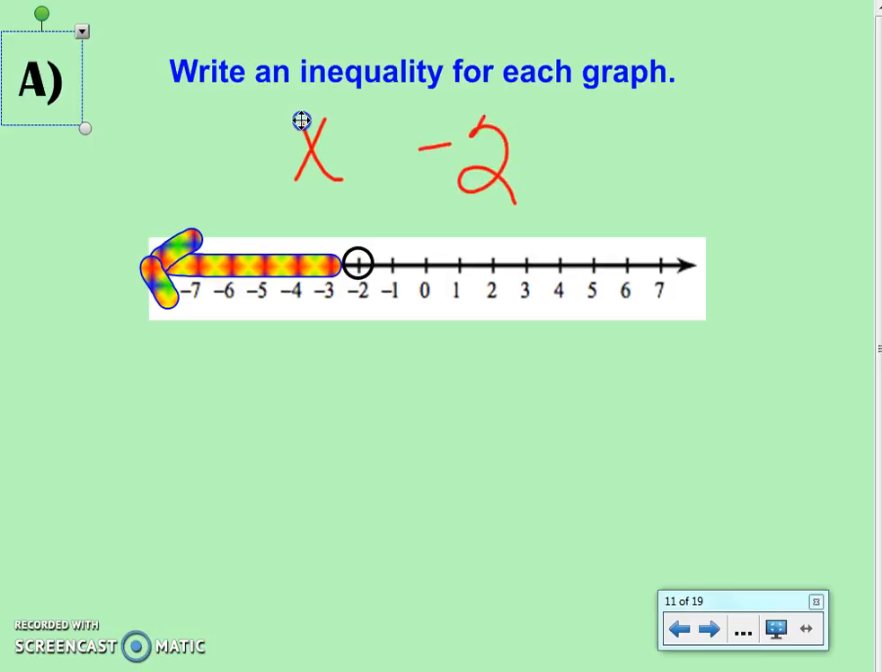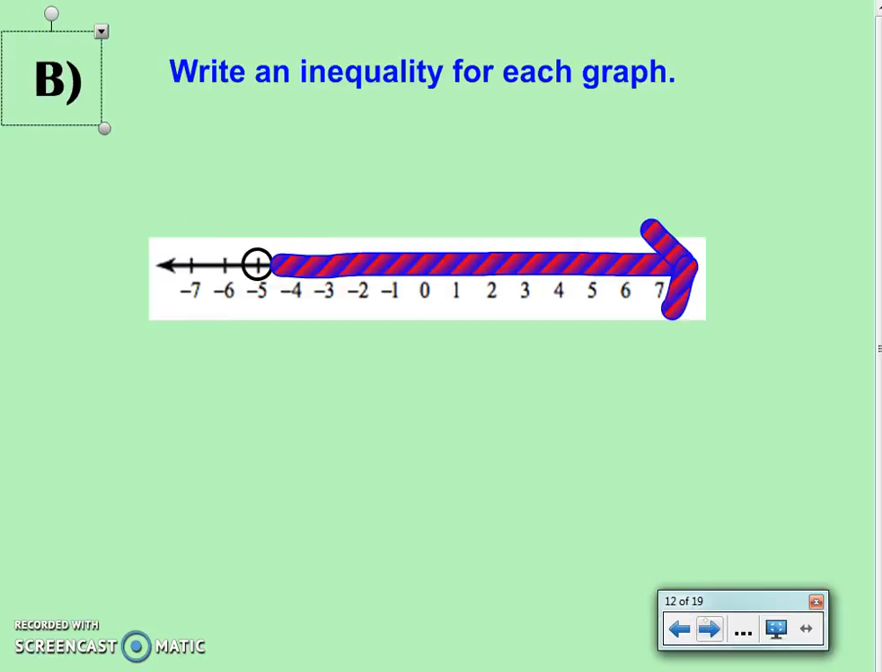But what symbol am I going to put between those two? Well, this is really cool because look, all I have to do is trace over the arrow at the end, and what symbol does that look like? That looks like a less than sign. So I'm just going to copy exactly what I traced up here. There's my inequality. X is less than -2.